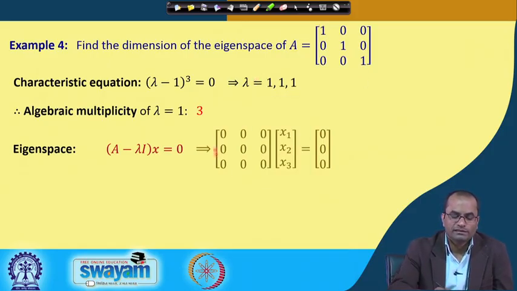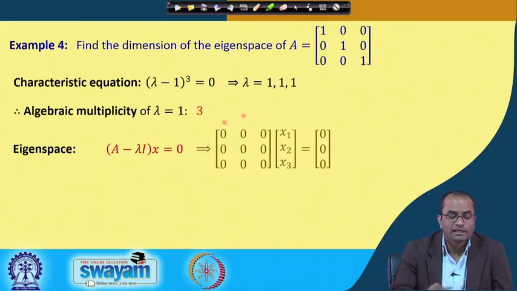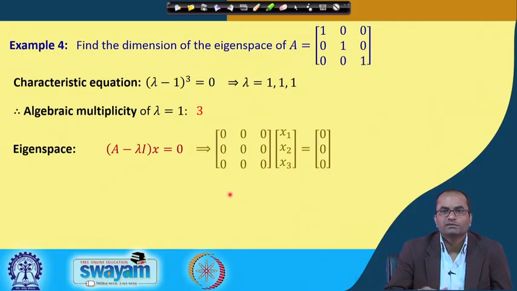So, we get this 0 matrix here, and x1, x2, x3 is equal to again the 0 matrix. So, what do we see now in this case? There is no pivot here, and all the variables x1, x2, x3 are free variables. So, we can assign any value to x1, x2, x3, they are free here.